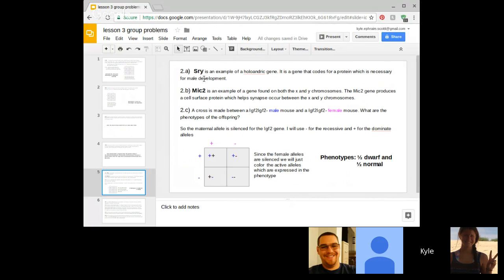And they want, there's a gene called IGF2, but it's really long to write, so I just made them pluses and minuses. And the minuses are for recessive and pluses for the dominant. And if you're recessive, then you're going to be a dwarf, and if you're not, then you're normal. And the maternal allele is silenced for this gene. And so I have here in blue the paternal alleles, which would be the ones that show the phenotype. And so we're going to end up with half dwarf and half normal.